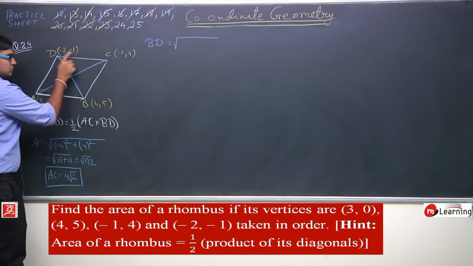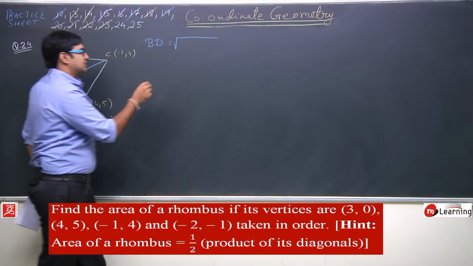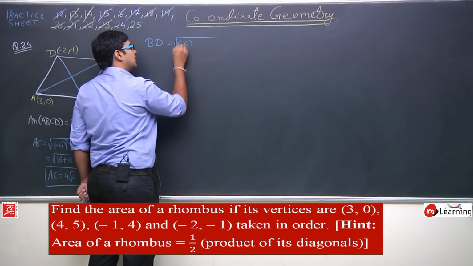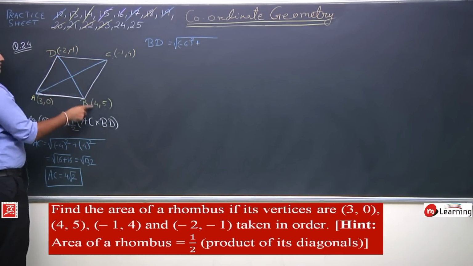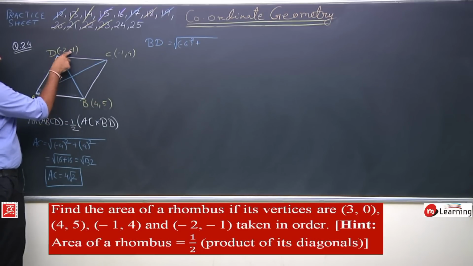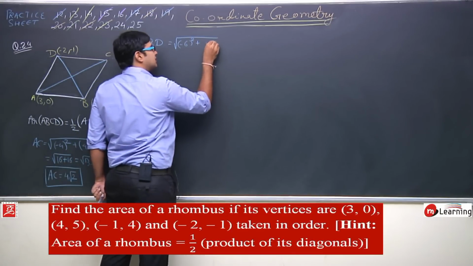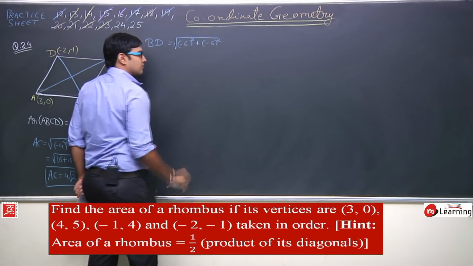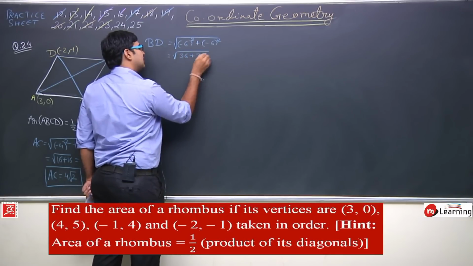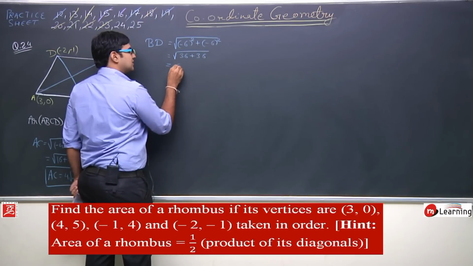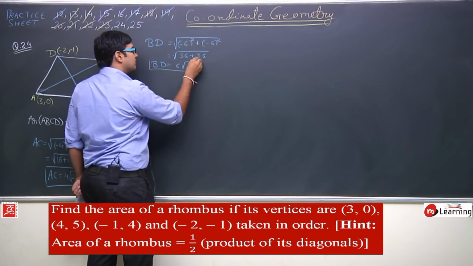So x1 y1, x2 y2. x2 minus x1, minus 2 minus 4 is minus 6, so minus 6 whole square, plus, y2 minus y1. y2 is minus 1, y1 is minus 5, so minus 1 minus 5 is again minus 6 square. So this will give you root of 36 plus 36, that is 6 root 2. This is the length of BD.